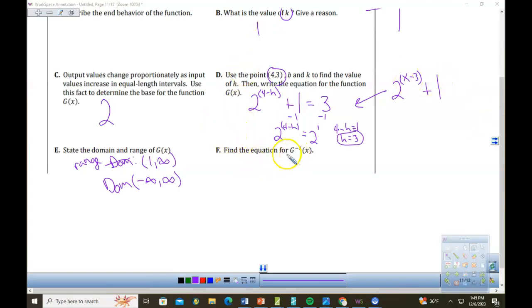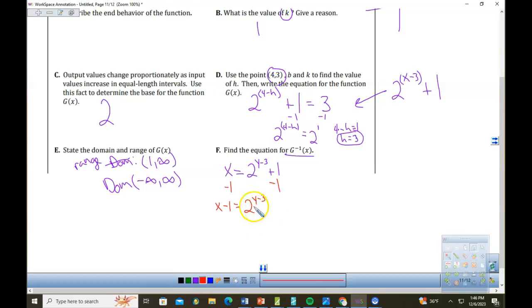Let's find the inverse. Switch our x and y. So we do x equals 2 to the y minus 3 plus 1. All right, now let's solve it. Subtract a 1, subtract a 1. X minus 1 equals 2 to the y minus 3.